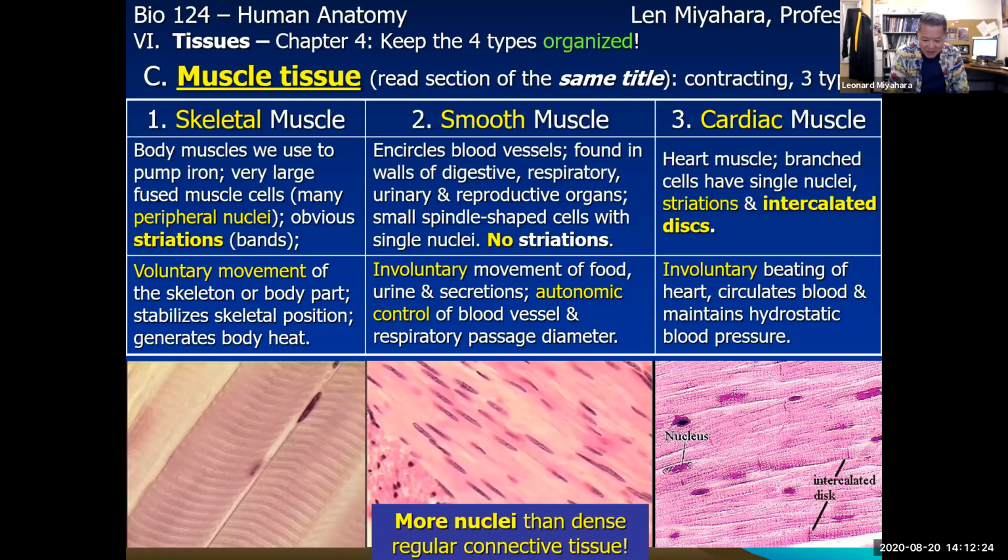And in this picture, you could see it here, and here, and here, even though this one's a little bit bent, here, here, down here. Those are intercalated discs. Now you can't see all of them, but you can see enough to know that that's cardiac muscle. Okay?